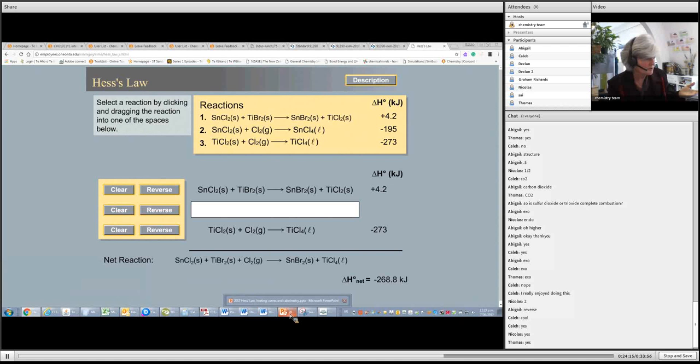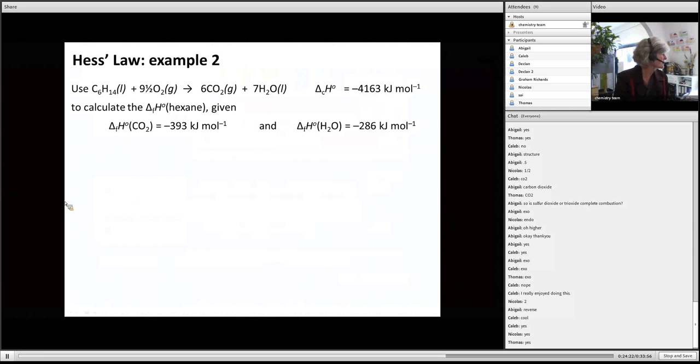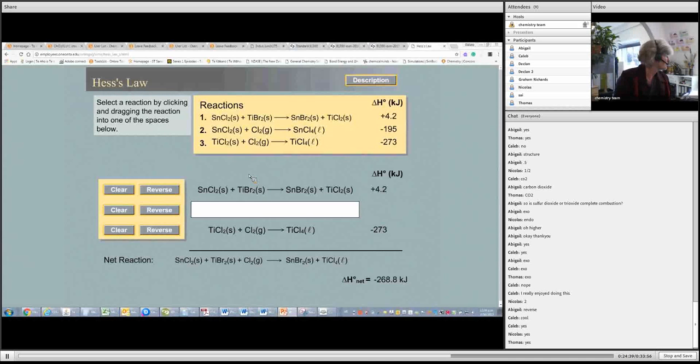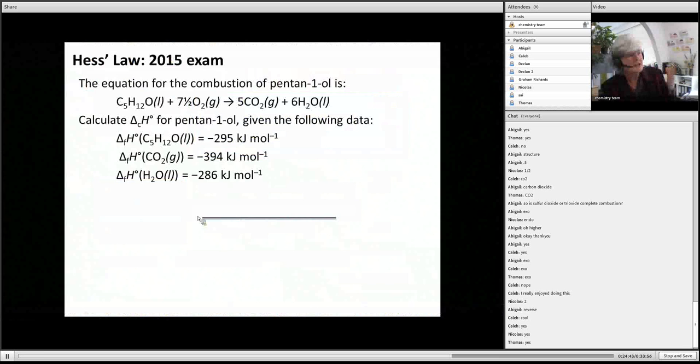Okay, coming back to this one from the current slide. Okay, that's example 2. I'm going to go back here. So here's what came up in the 2015 paper. You've got a given equation, and you're asked for the combustion of pentan-1-ol, and hopefully you can see this is a heat of combustion. Okay, so you recognize that, and then you're given the heats of formation.